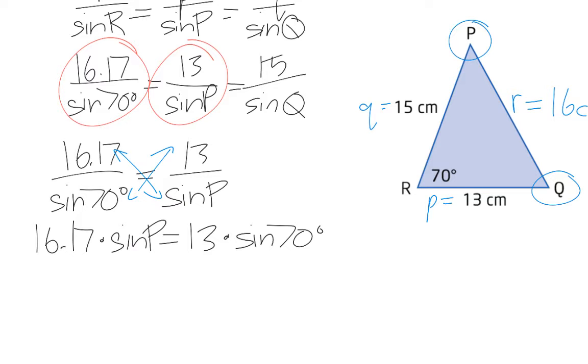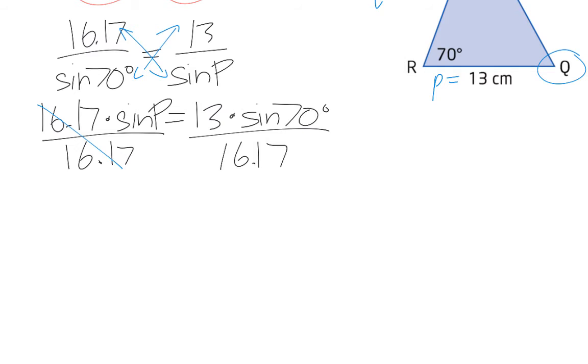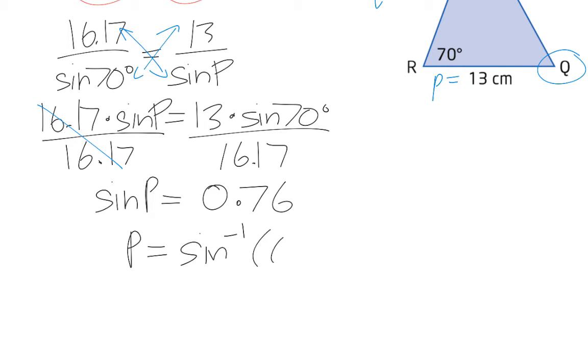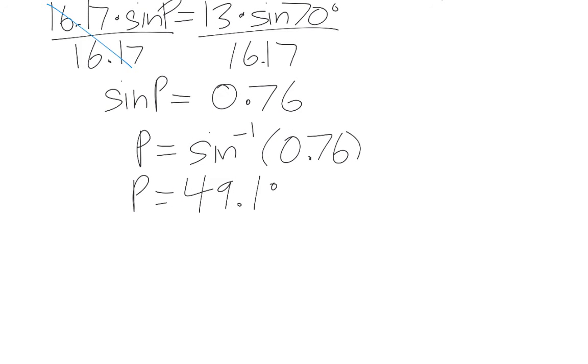Remember, we want to solve for angle P, but it is stuck with a sine and is stuck being multiplied by 16.17. I'm going to get rid of the 16.17 by dividing both sides by 16.17. The 16.17 cancels out on the left side, which just leaves you the sine of angle P. Now, you can go ahead and simplify 13 multiplied by sine of 70 degrees divided by 16.17. I've gone ahead and done that already. That is approximately 0.76. So if I want to find angle P, I need to take sine inverse of 0.76. And that is approximately equal to 49.1 degrees. And since our question asks us to round to the nearest unit, that is going to round to 49 degrees.